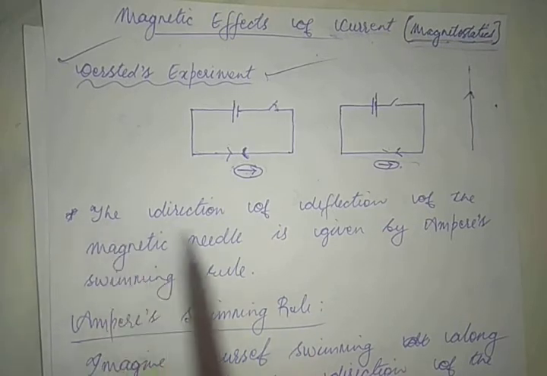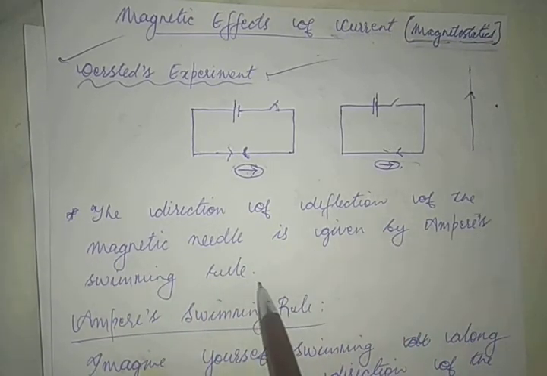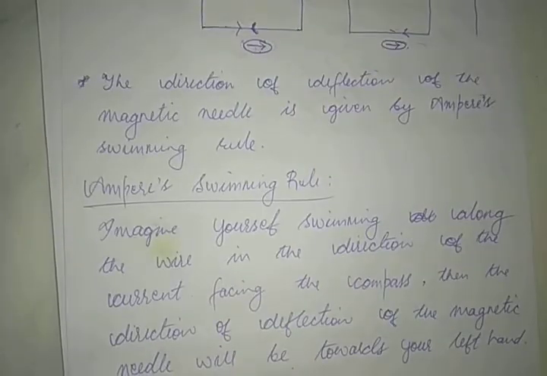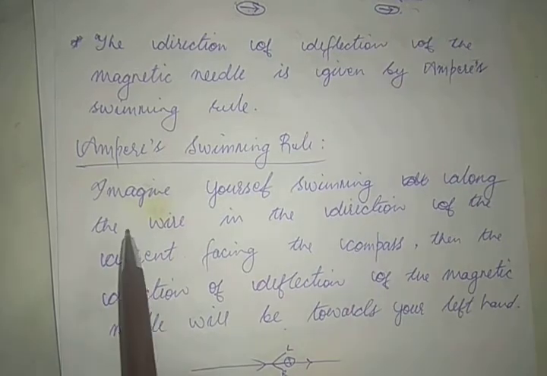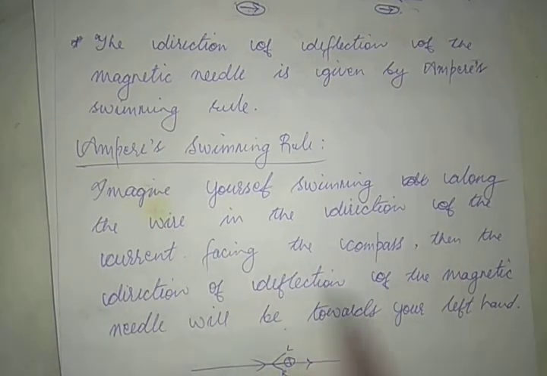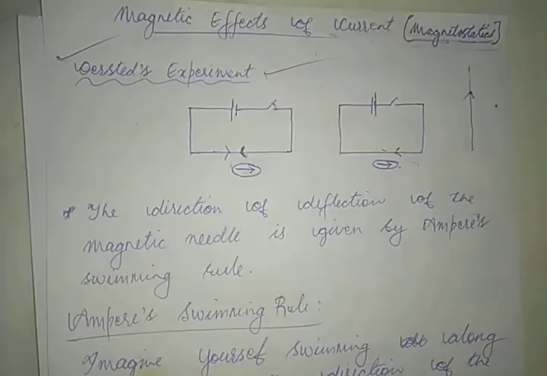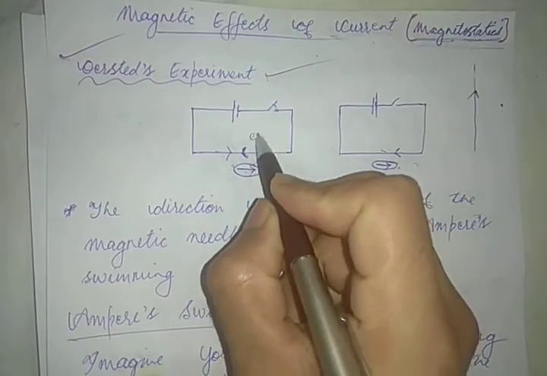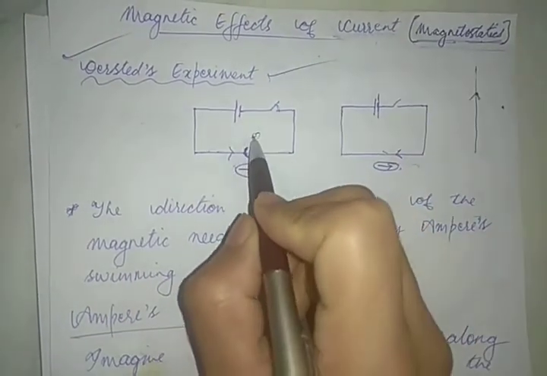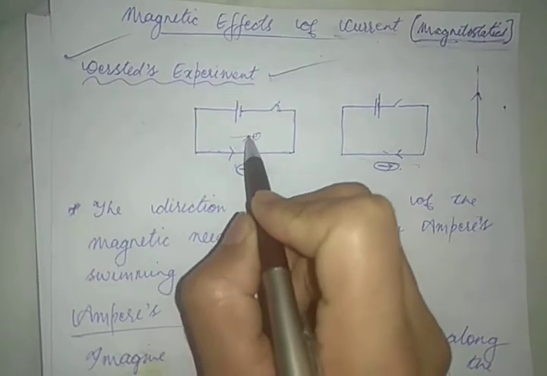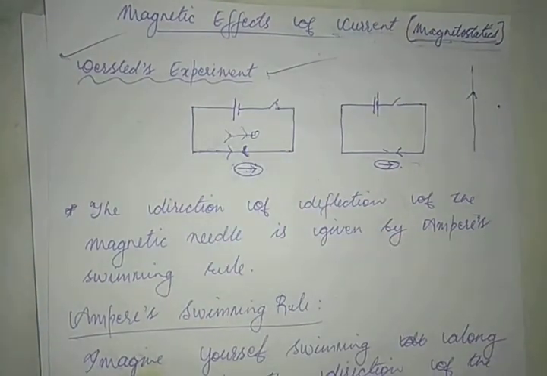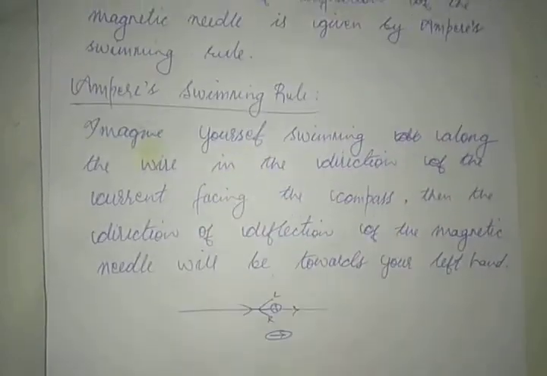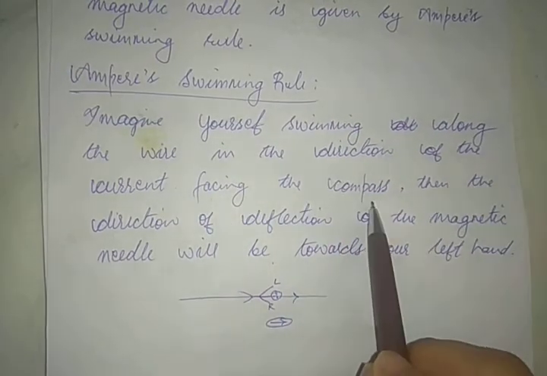Now, the direction of deflection of the magnetic needle is given by Ampere's swimming rule. So what is this Ampere's swimming rule? Imagine yourself swimming along the wire in the direction of the current. Since current is flowing in this direction, it's like we are swimming along the length of the wire in the direction of the current. Furthermore, facing the compass.